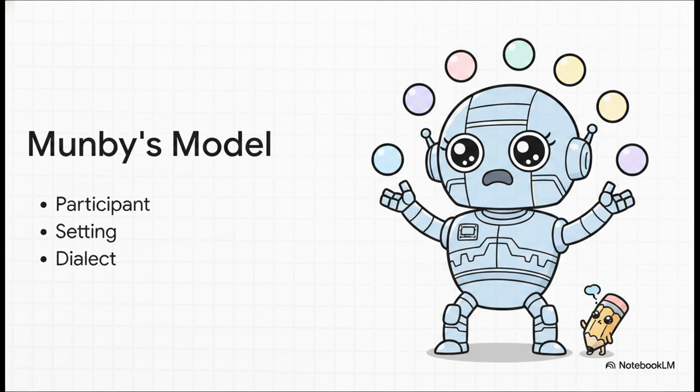Mumby basically attempted to mechanistically map out every single possible variable of a learner's situation across these 9 distinct elements. Who is the participant? What is the purpose of domain or the setting? Are they interacting through speaking or writing? What dialect are they using? What's the interpersonal tone or the communicative key that they need to master?